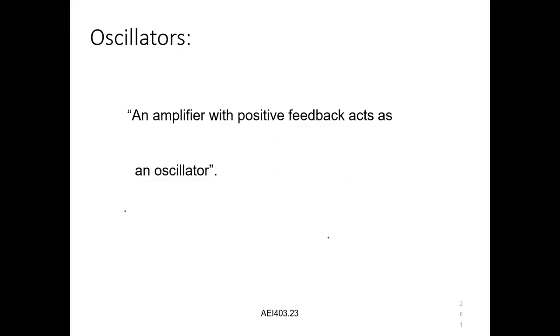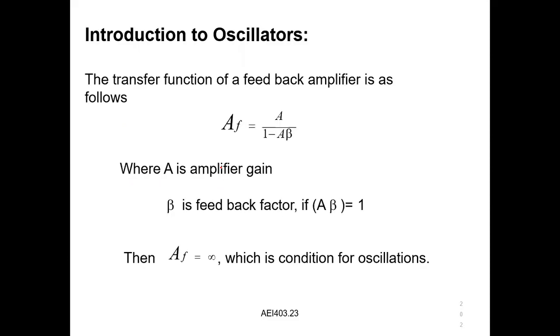Unit number 1, analog electronics. This is the last chapter of unit number 1. So in this chapter, we are going to discuss oscillators, that is, we are going to generate signals without input. An amplifier with positive feedback acts as an oscillator. So this is the basic definition. The amplifier with positive feedback acts as an oscillator, that is, it will produce more signals.